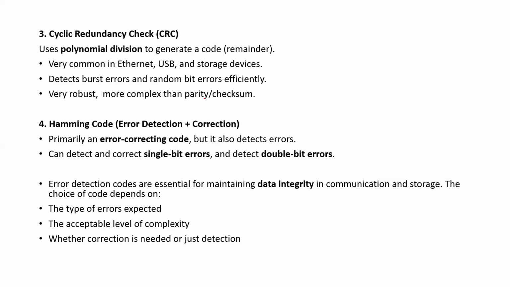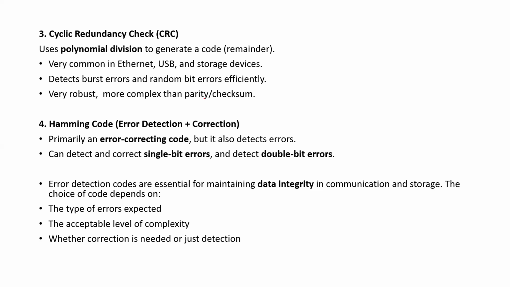Next, cyclic redundancy check, that is called CRC. They will ask maximum CRC, that name only. They won't ask you cyclic redundancy check. It uses polynomial division to generate a code. It is very common in Ethernet, USB and storage devices, and detects burst errors and random bit errors efficiently. It is very robust and more complex than parity and checksums are.